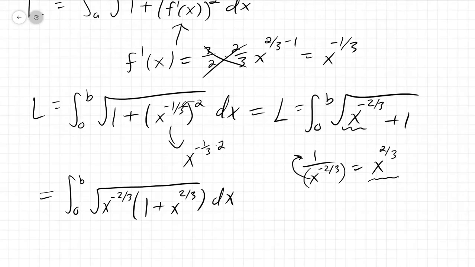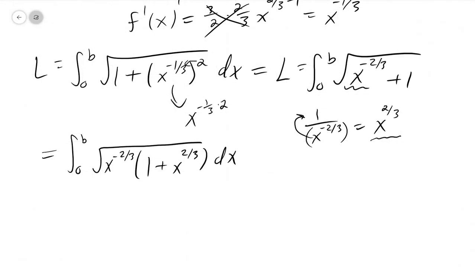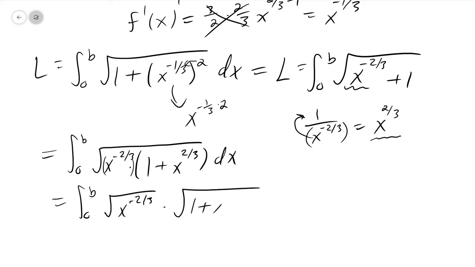From here, we know there's a property for any kind of square root that says if we have two different things being multiplied, a product of terms, we can split that into two separate square roots. So we're going to have the square root of x to the negative 2/3, multiplied by the square root of our 1 plus x to the 2/3.